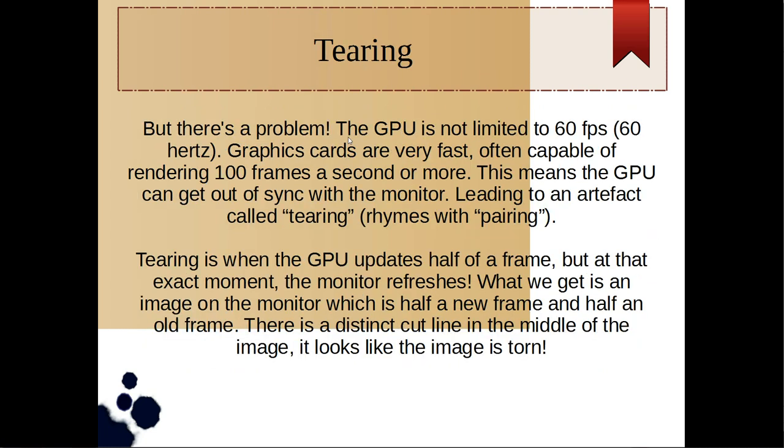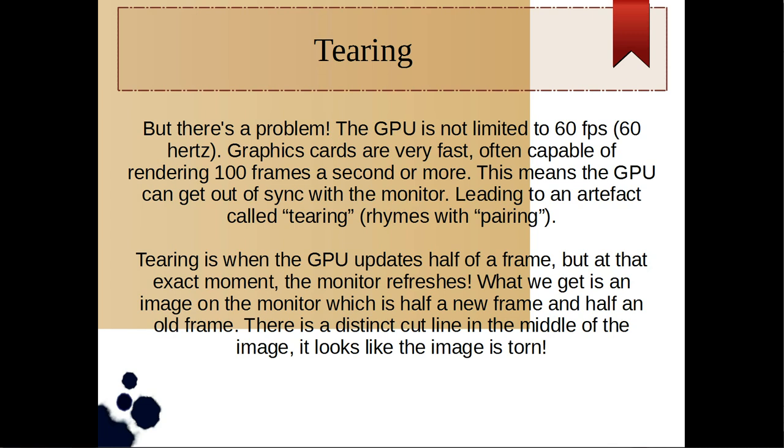But there's a bit of a problem. The graphics card is not limited to 60 frames per second. Graphics cards are really fast pieces of hardware. They're probably the fastest piece of hardware in your computer, other than maybe the CPU. But the graphics card itself is capable of something like 4,000 frames per second. Really, really fast. So the graphics card, the GPU, can get out of sync with the monitor.